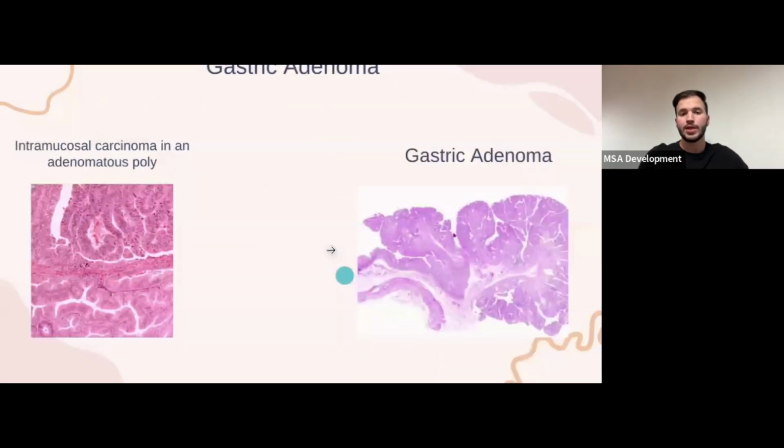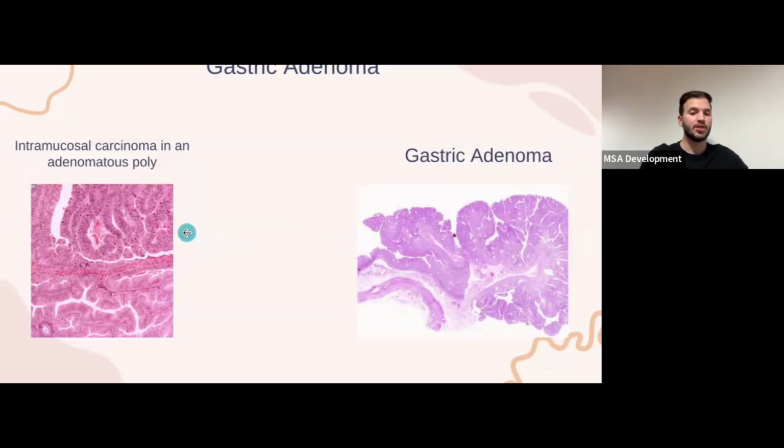Now, a gastric adenoma. First of all, let's talk about this picture. Okay, gastric adenoma, as you can see here, is showing a proliferation of dysplastic glandular epithelium. Okay, and this makes it a premalignant lesion. In this picture here, the lower half is an adenomatous epithelium, while the upper half is an intramucosal carcinoma.